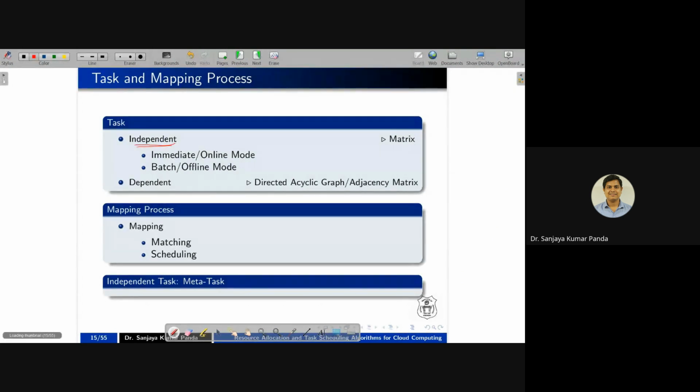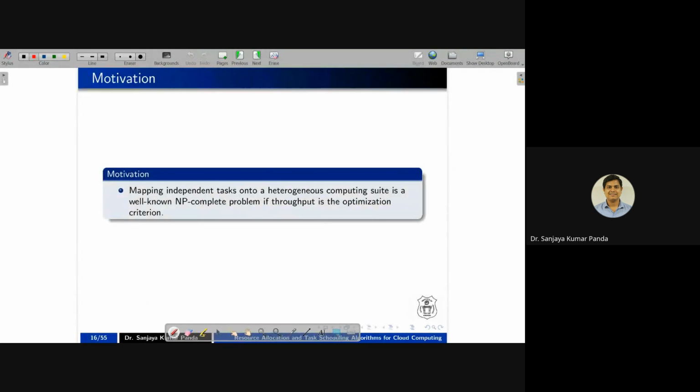So the main motivation for these two types of problems, resource allocation and task scheduling, is mapping independent tasks onto a heterogeneous computing suite. That means suppose you want to map a task T1 onto 3 different machines, but these 3 machines are heterogeneous. Heterogeneous means when you execute T1 on machine 1, it takes, let's say, 5 minutes. But on machine 2, it takes 7 minutes. On M3, it takes 10 minutes.